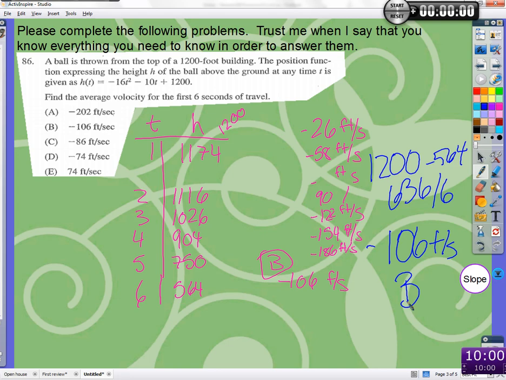It won't always work. The short version won't always work, so we always have to do the long version? No. The short version is good. The short version, the definition of average velocity, is distance over time. Distance is, we found it. Time is, or distance, if time is done. Is that negative for the velocity just because it's moving down, right? Yes. It has gone from 1200 down.